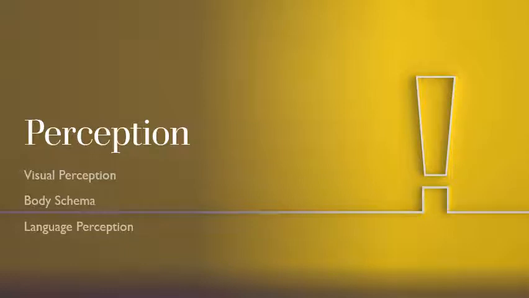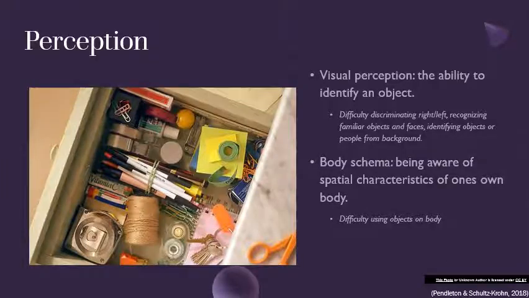Here are a few of the things that can be challenged with a TBI in regards to perception. Perception is the ability to interpret information from the external environment. Visual perception is the ability to identify an object. With visual perception deficits, they may have difficulty discriminating between right and left, recognizing familiar objects and faces, and identifying objects or people from the background.